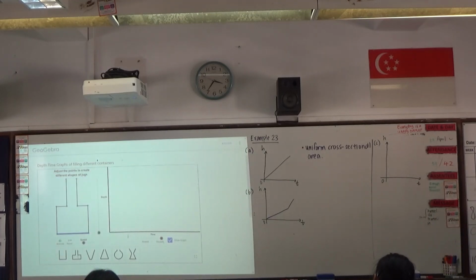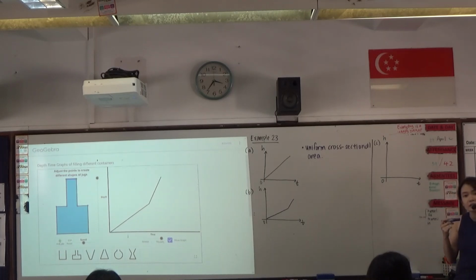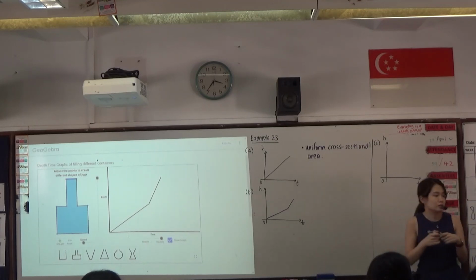I only have something like that. So the narrower one will definitely be faster. Go with your logic. It is logical, right?